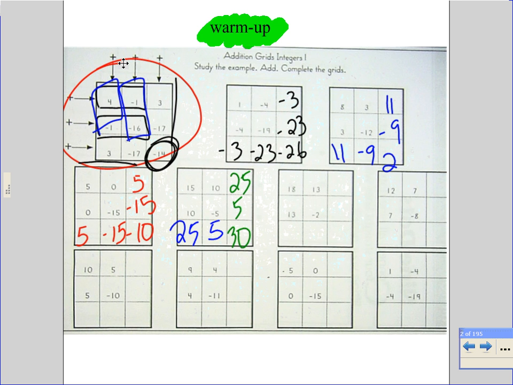Okay, so I'm just going to stop there with those. The ones that we went over, and sometimes this is how we'll go over a warm-up. Any questions on the ones we went over, Mary? Yes.